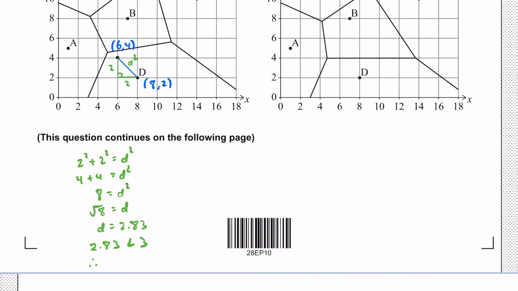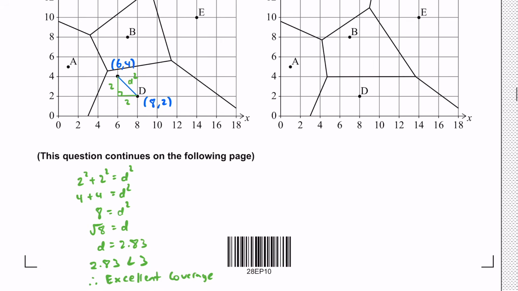Therefore, she would receive excellent coverage. I think using the Pythagorean theorem is a nice way to work this out, but if you want, of course, you can always use the distance formula as well.